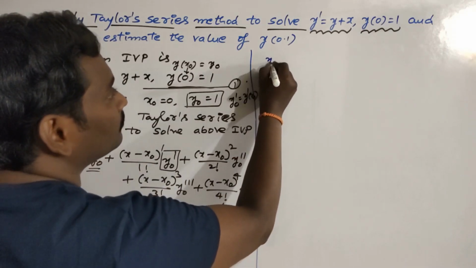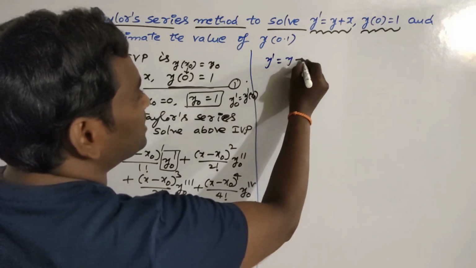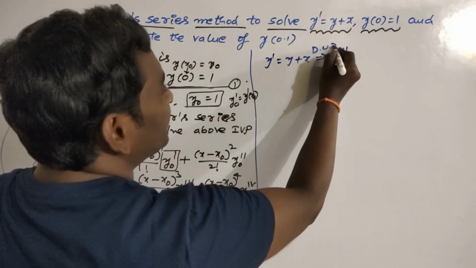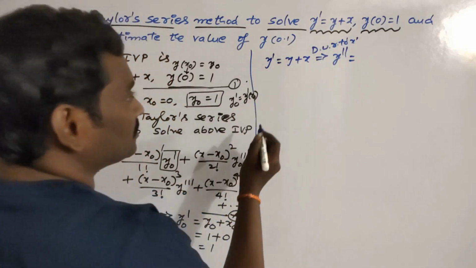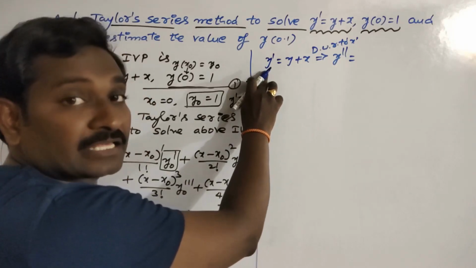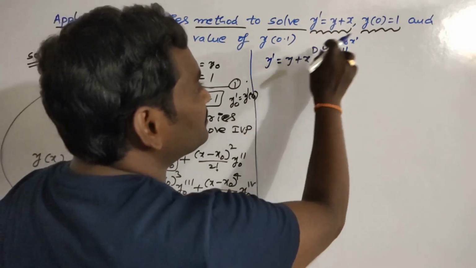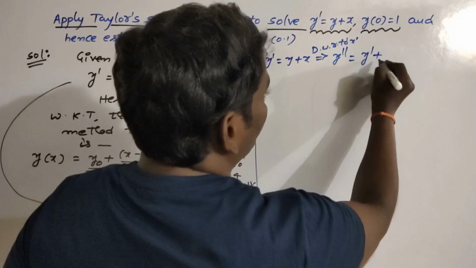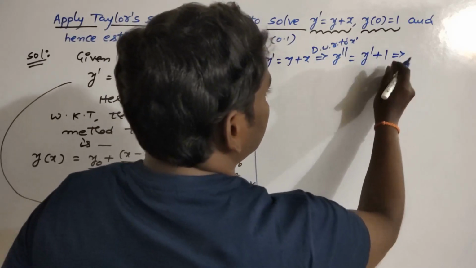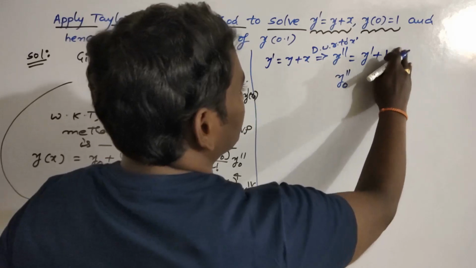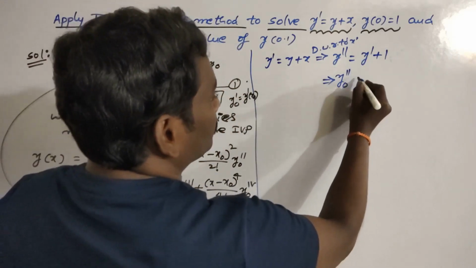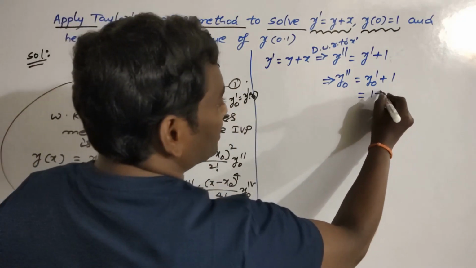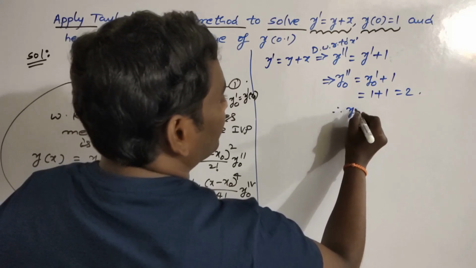So already we have y dash is equal to y plus x. From this, what is y double dash? By taking the derivative with respect to x, you will get y double dash. Already the first derivative is there. If you take another derivative, you will get y double dash. Derivative of y with respect to x is dy by dx, I will write as y dash, both are the same. Derivative of x with respect to x is 1. So from this, what is y naught double dash? Y naught dash plus 1. What is y naught dash? It would be 1. 1 plus 1, so 2. So y naught double dash is 2.